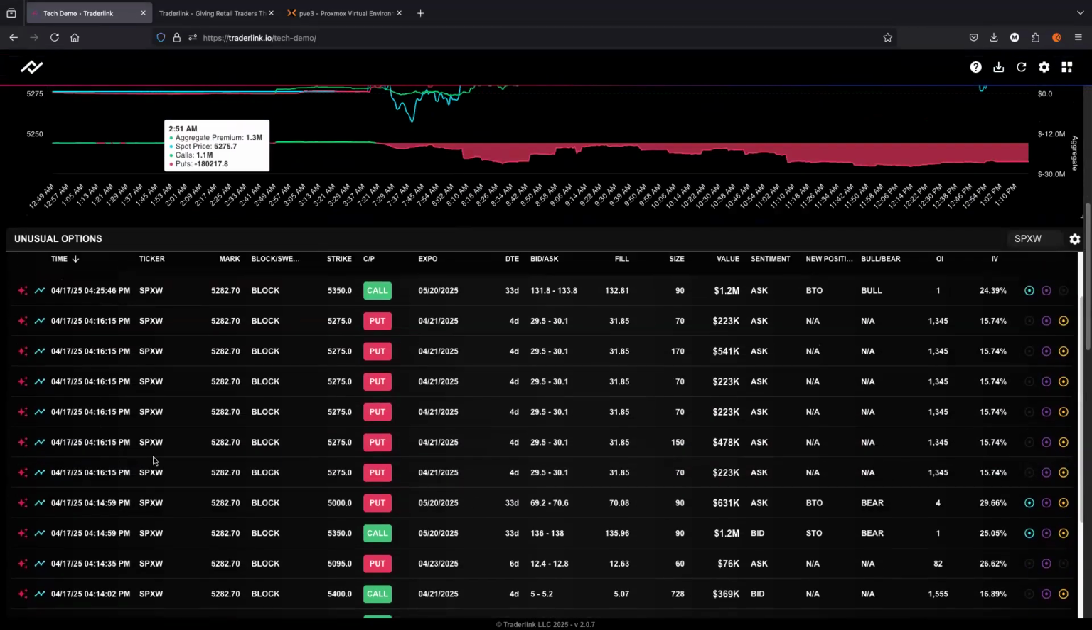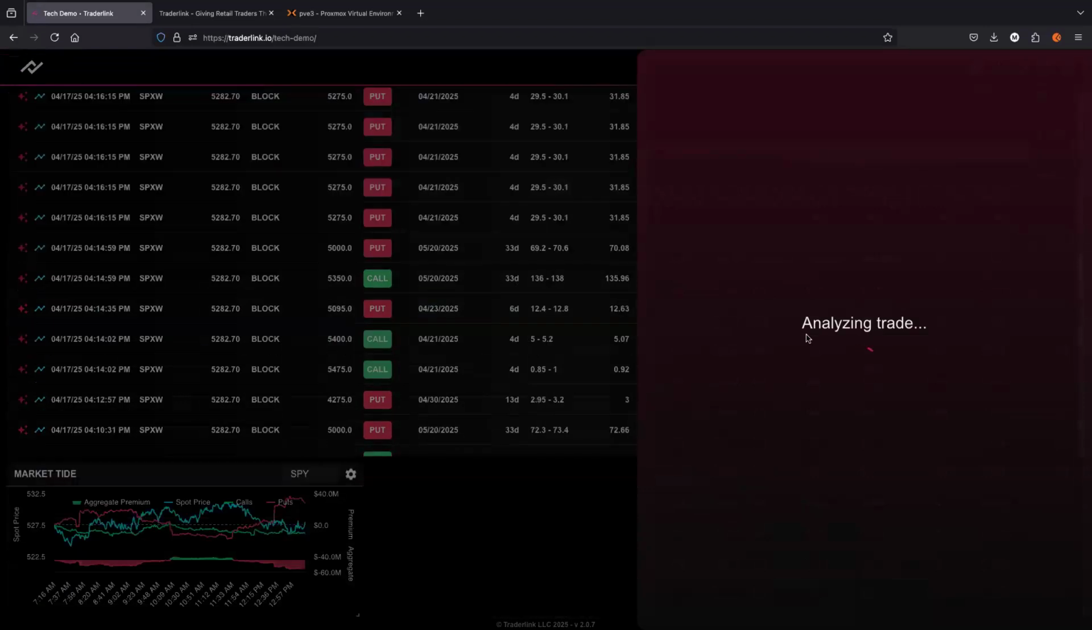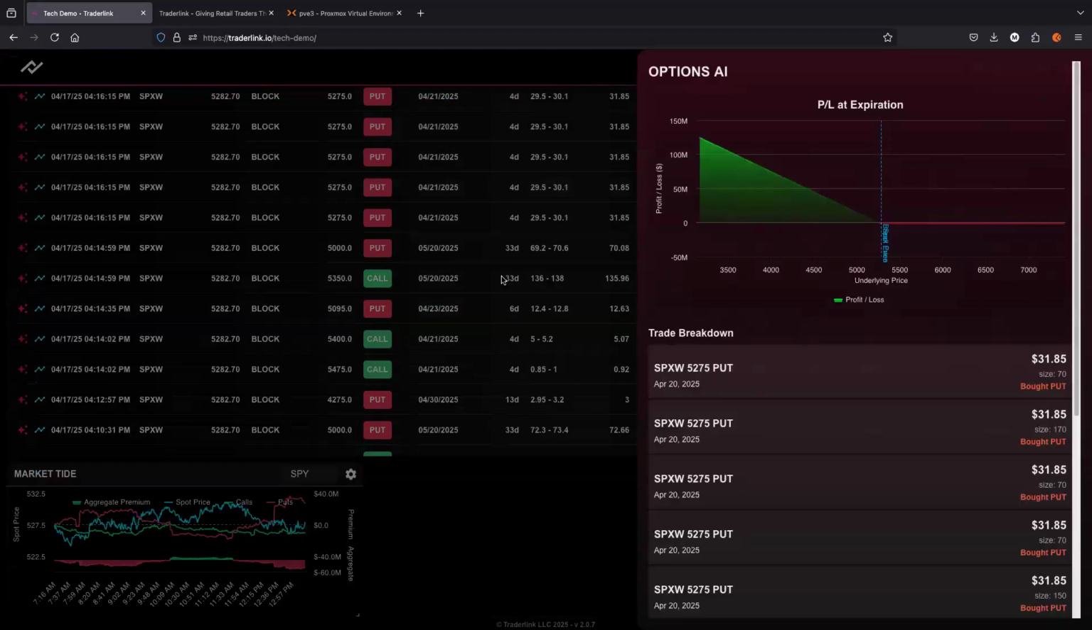We just got another one here. Let's pull this and see what we got. 4 days till expiration on this. This is 6 legs. The more orders in these multi-legs, the longer it's going to take to compute, just a heads up.